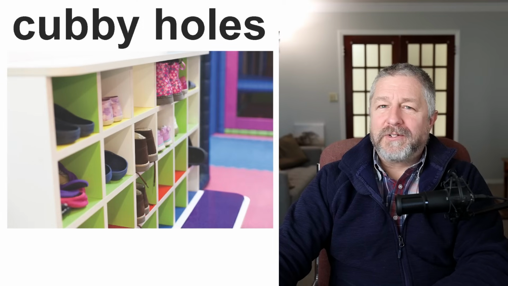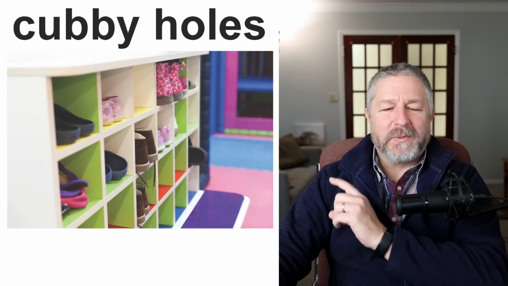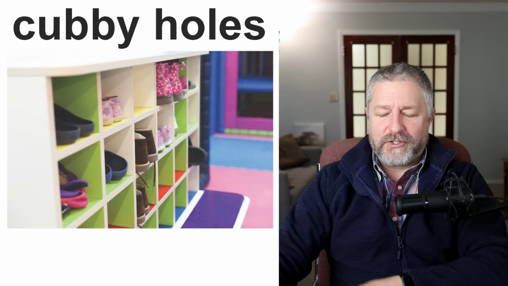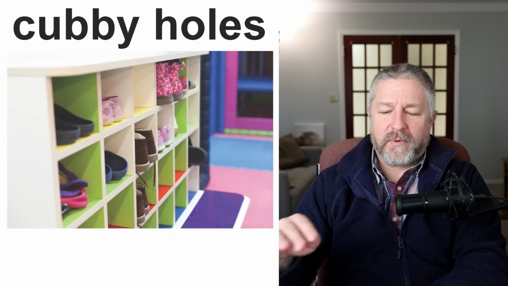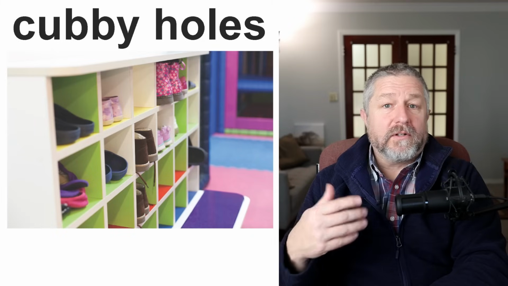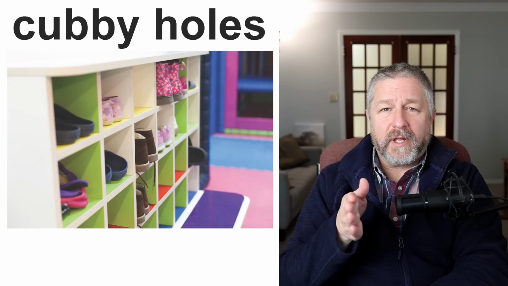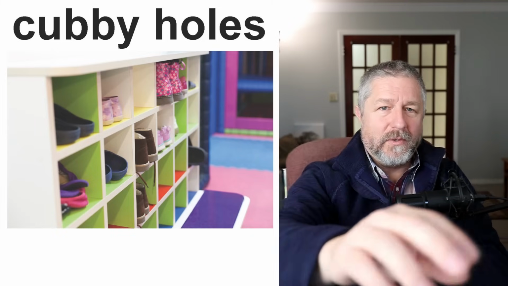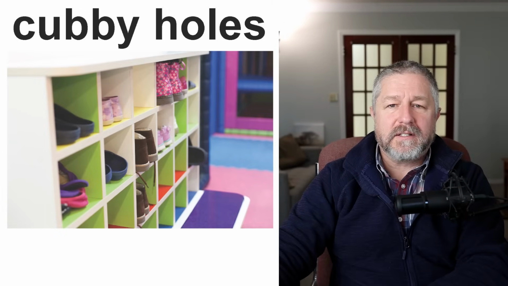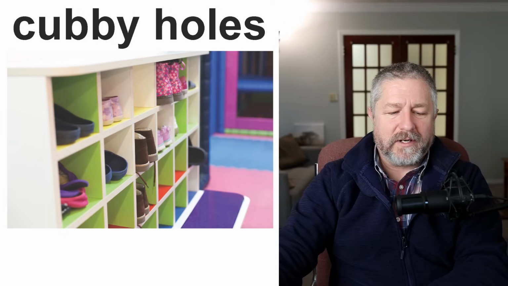We have something called cubby holes. These are cubby holes. We usually have these in classrooms for younger students. A cubby hole is a little spot where a student can keep their shoes, maybe their lunch. Maybe when they come to school, they put their lunch bag into the cubby hole. It's just a little place where they can keep their things. Sometimes it has their name at the bottom.